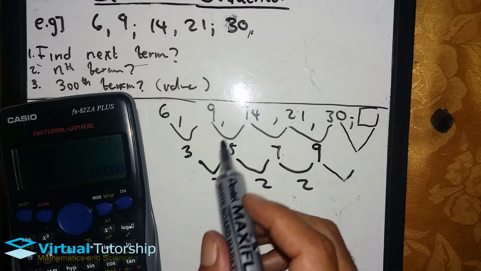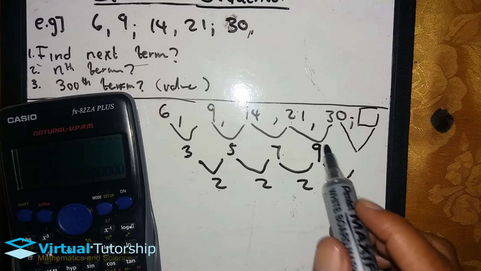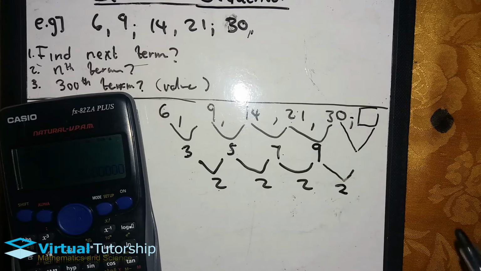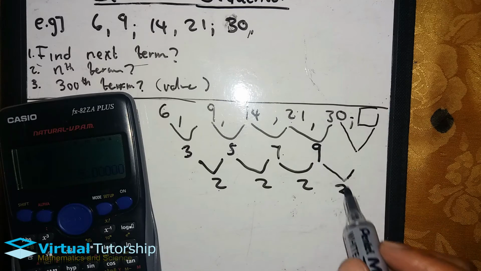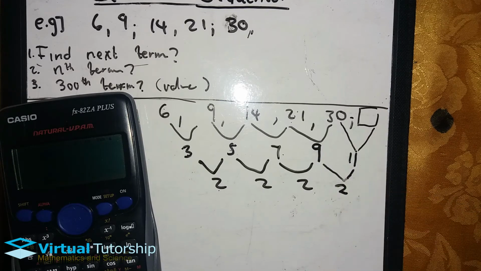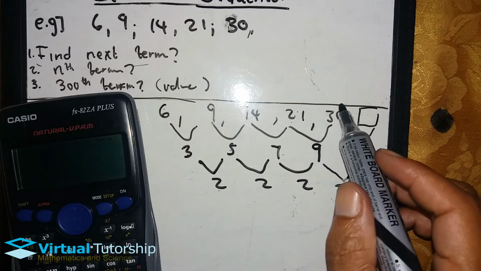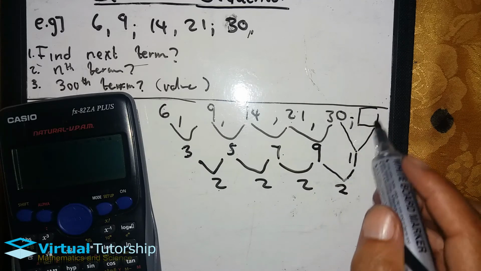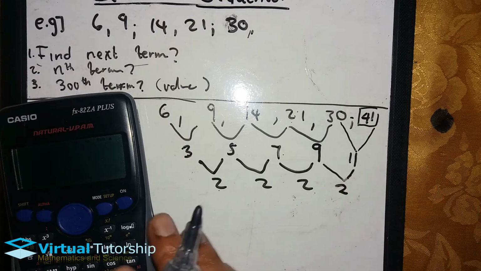So look, this 5 comes from 3 plus 2, this one gives this one. So I know that my second common difference must be 2. When I add this 9 and this 2 I get 11, okay? And then look now, this 21 I add with this 9 to get this one. So in order to get the next term I must add 30 and this 11 and I get 41. So my next term is 41.